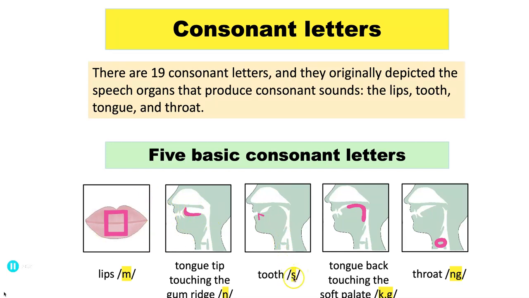And the tooth sound, the s sound, you try to mimic the shape of your teeth. And this one is the tongue back touching the soft palate when you pronounce the k and g sounds. You try to depict the shape of your mouth where that sound is articulated. And this circle, this round.